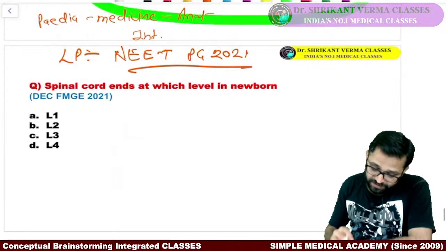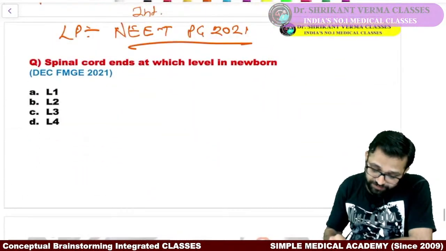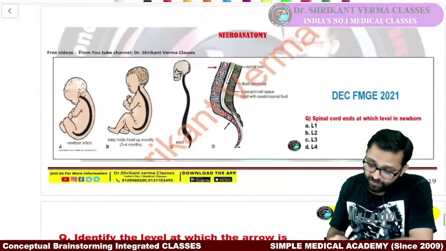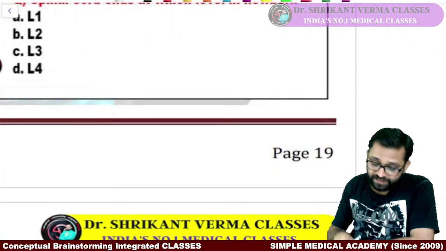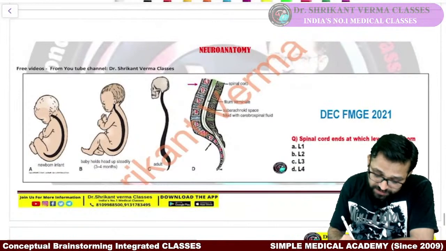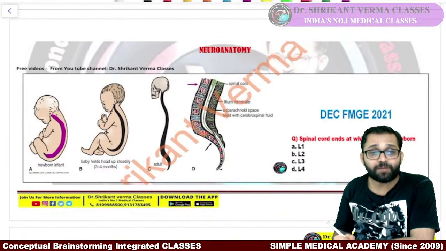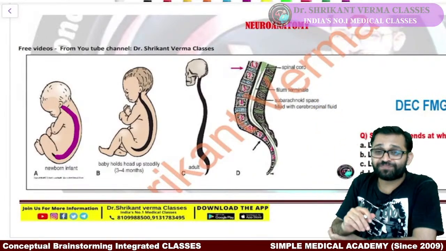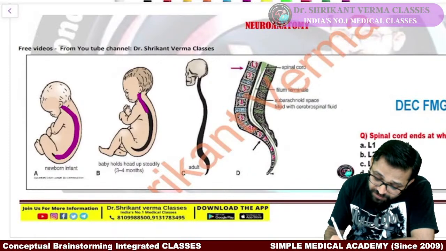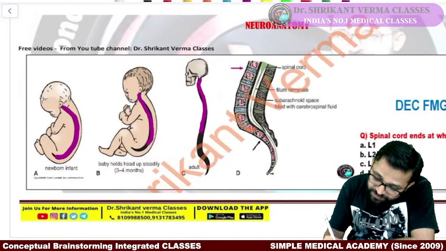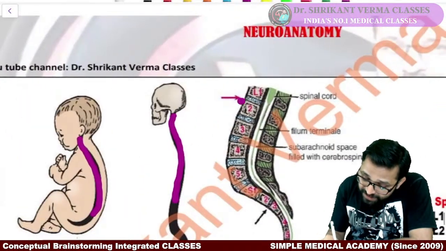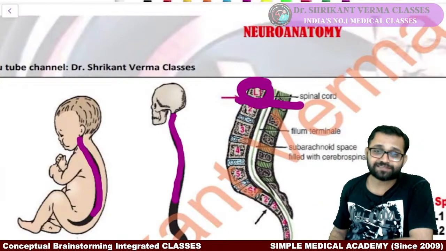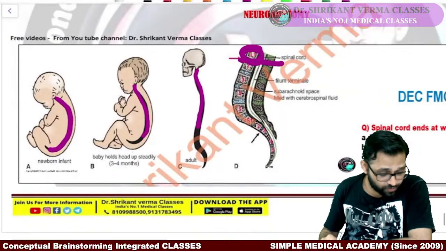See here, we had seen this answer. In a baby, the single best answer is L2-L3 both, but L3 is the best. Follow our notes, page number 19, where we discuss all these things. In a baby, the spinal cord approximately fills the vertebral canal, but then the body grows while the nervous system does not show too much growth, so it remains short, and in adults it remains much shorter. So in adults it ends at which level? L1, but in children at a slightly lower level. The best answer is L3. Okay, so you can go for this one.